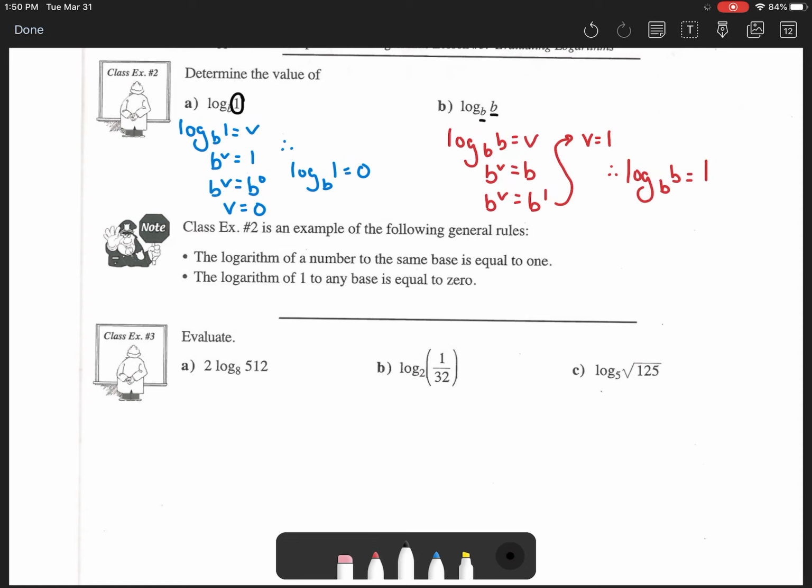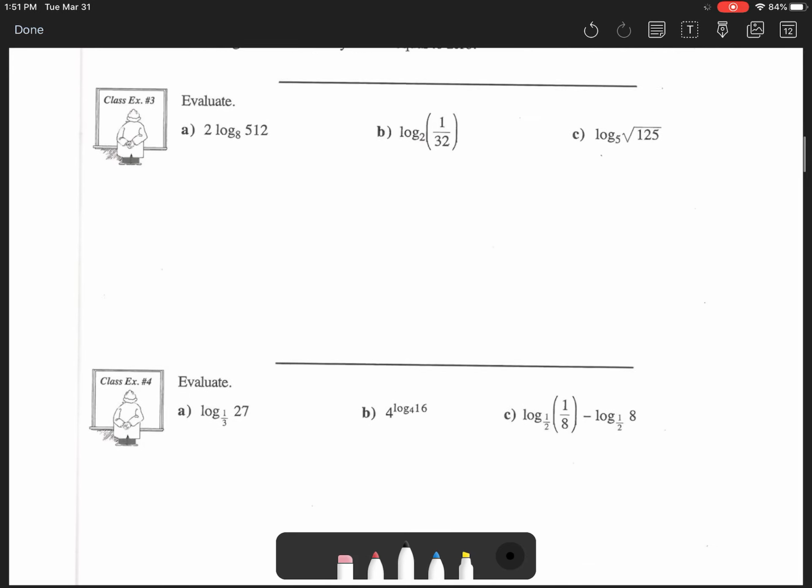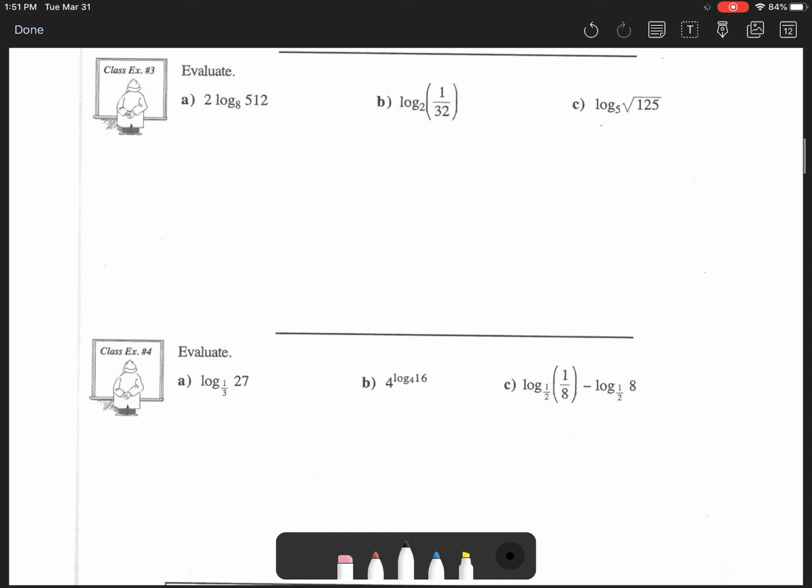So those two questions go with these 2 points, which are right here. The log of a number to the same base is always equal to 1, and the log of 1 to any base is equal to 0. So that's dealing with those 2 examples that I said above. Okay, so just moving on, more examples that kind of deal with the same thing. They just get a little more complicated in terms of the calculations that we're going to be doing.